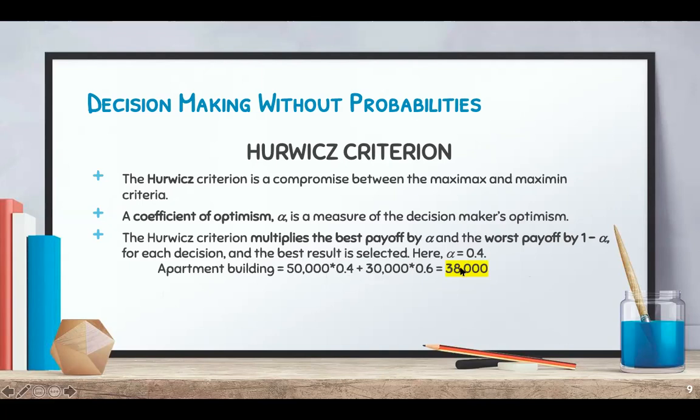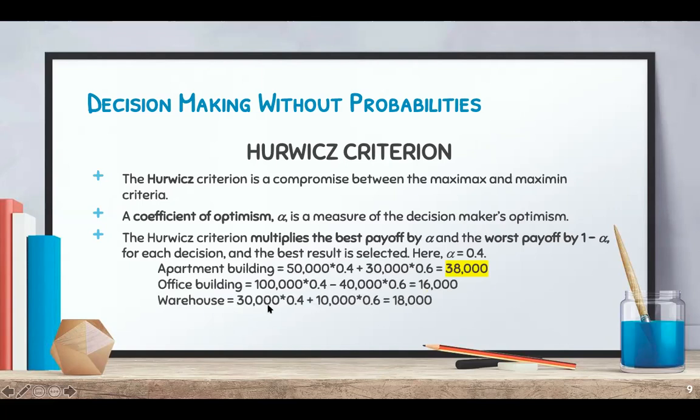So ang total answer is 38,000. For office building, 100,000 times 0.4 minus 40,000 times 0.6, that's 16,000. Bakit minus? Kasi negative 40 yung poor economic decision. For warehouse, that's 30,000 times 0.4 plus 10,000 times 0.6, that is equal to 18,000. So among the three, ang highest na nakuha nating result is yung sa apartment building, which is 38,000 pesos. So we will choose apartment building kasi according to Halwicz criterion, ito yung best decision.